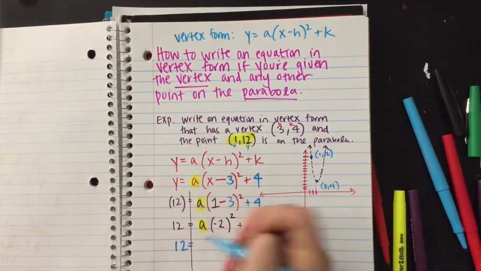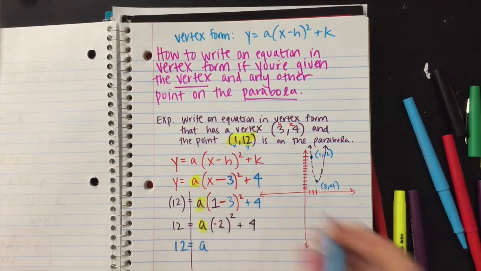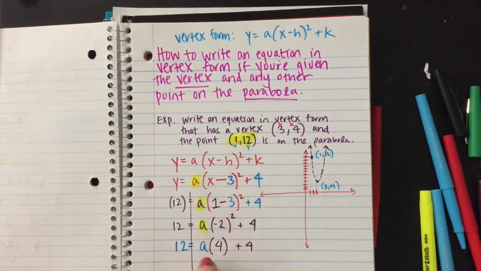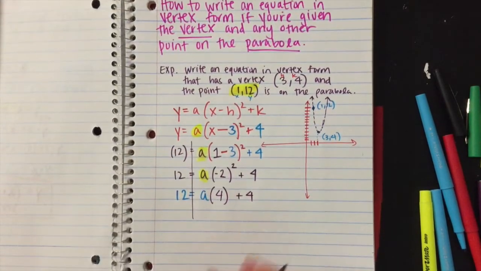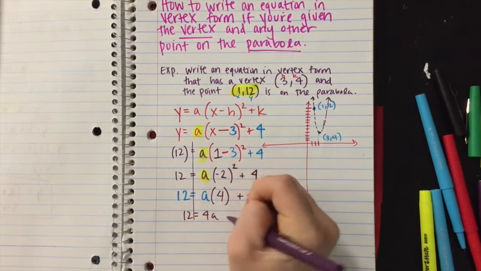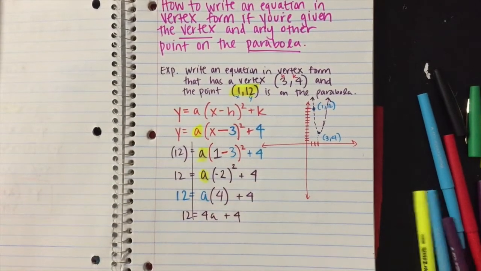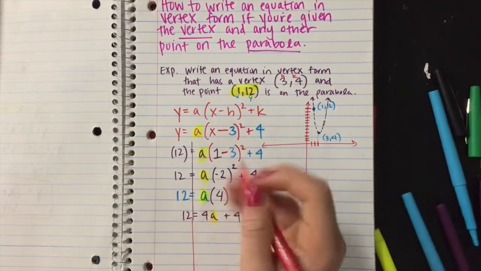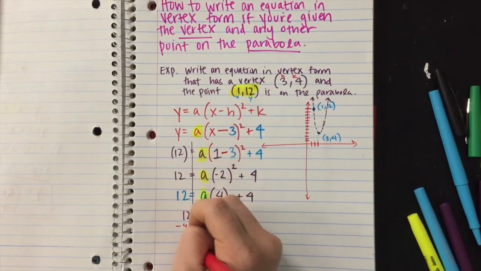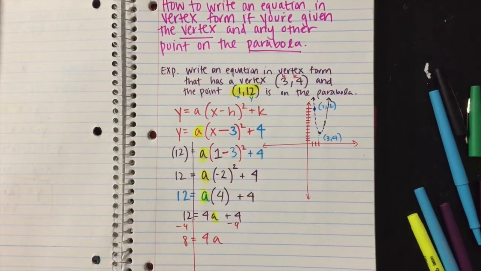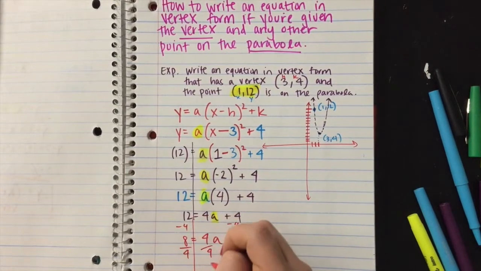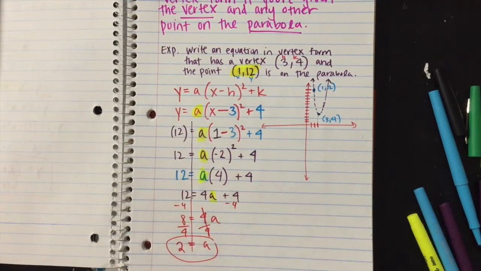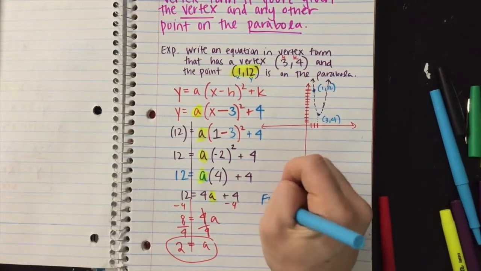So I have 12 is equal to a times 4 plus 4. Now this is really the same thing as 12 is equal to 4a plus 4. I just switched the order here. And now this is easy. You have your a, you're looking for it. What are you going to do to both sides? Well, you're going to subtract 4. So you have 8 is equal to 4a. Divide by 4. And you have a is equal to 2. Ta-da!